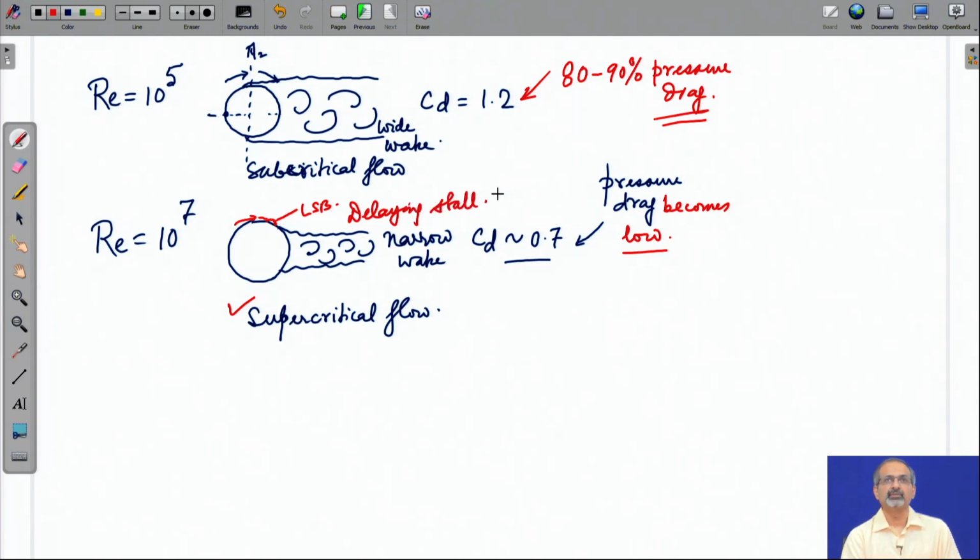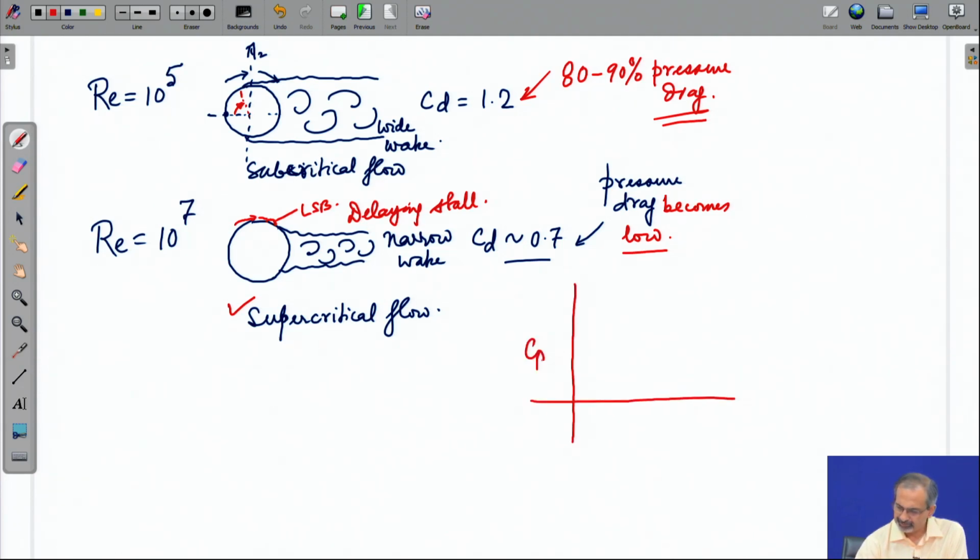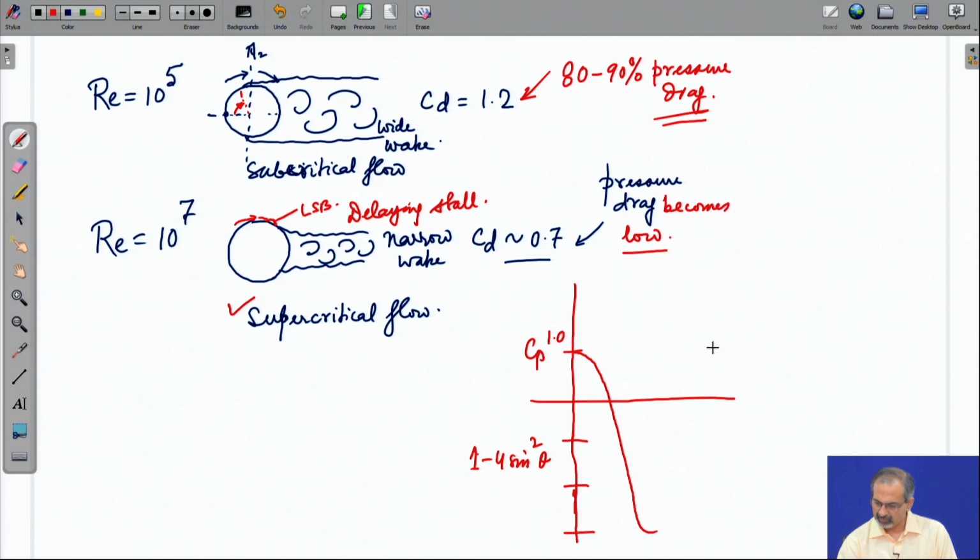While at lower Reynolds numbers, often the laminar boundary layer separates off at a much earlier angle from the leading edge. So, if you were to look at the Cp distribution, you recall the potential flow theory, which gave Cp equal to 1 minus 4 sin square theta. If you follow that pattern, then it looks like this.